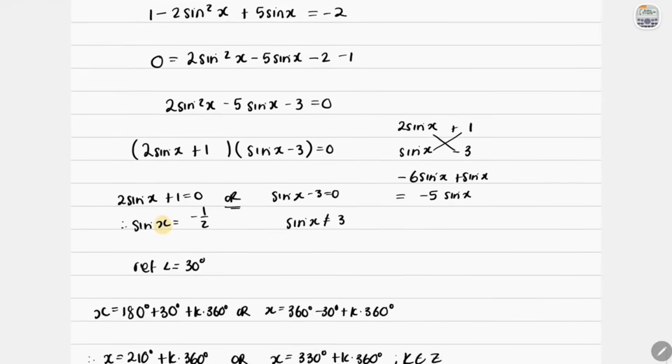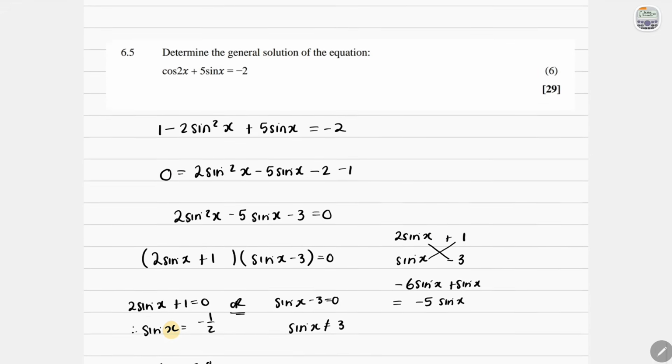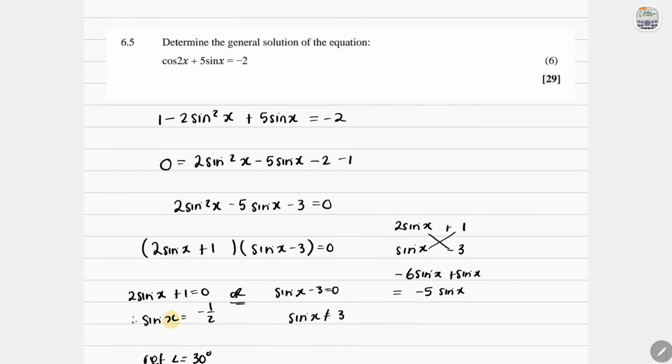And that is it for question 6. Okay, so that is it for this paper. That's the last question. And that is it for this entire paper.